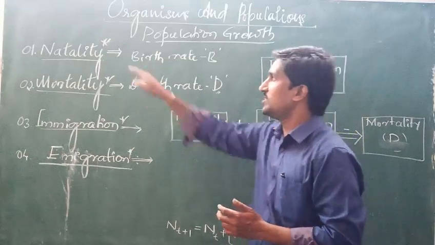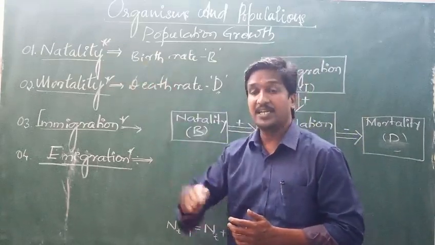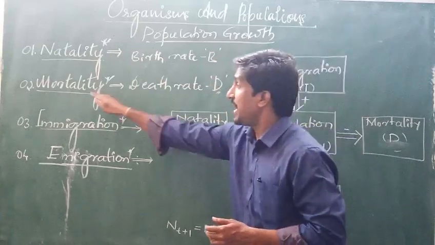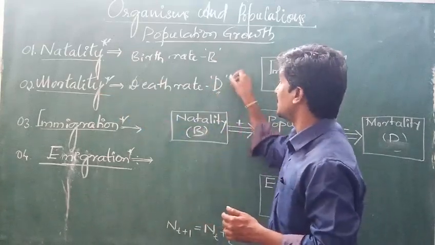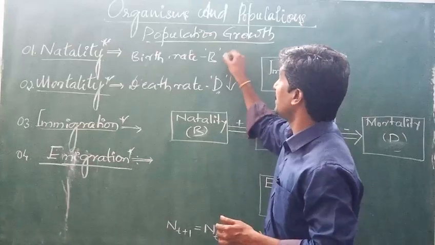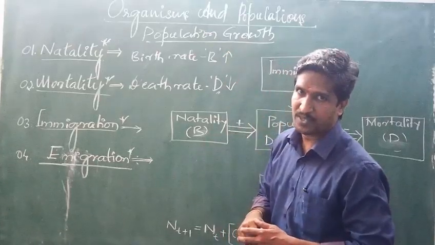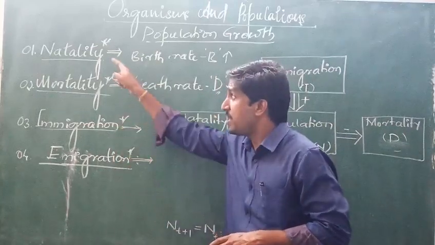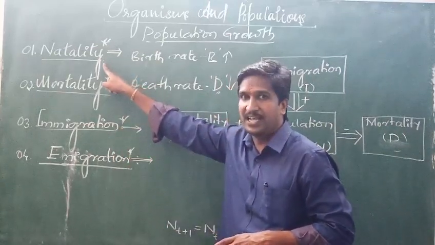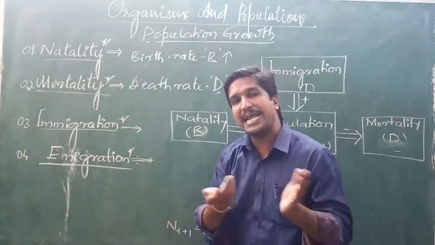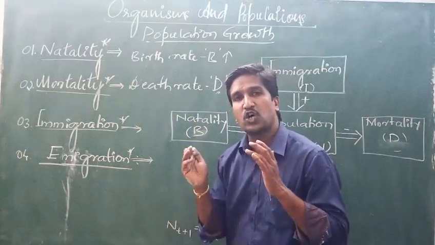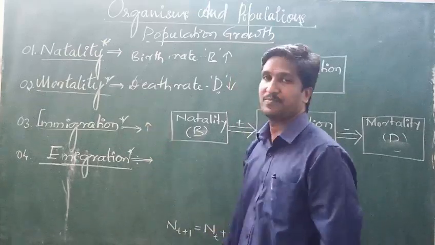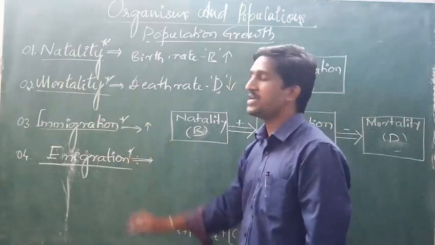So natality increases the population growth. Mortality decreases the population growth. Then what about these two, immigration and emigration? Let me tell you. Apart from natality, when a number of organisms are added to a particular geographical area, which increases the population, that is called immigration.